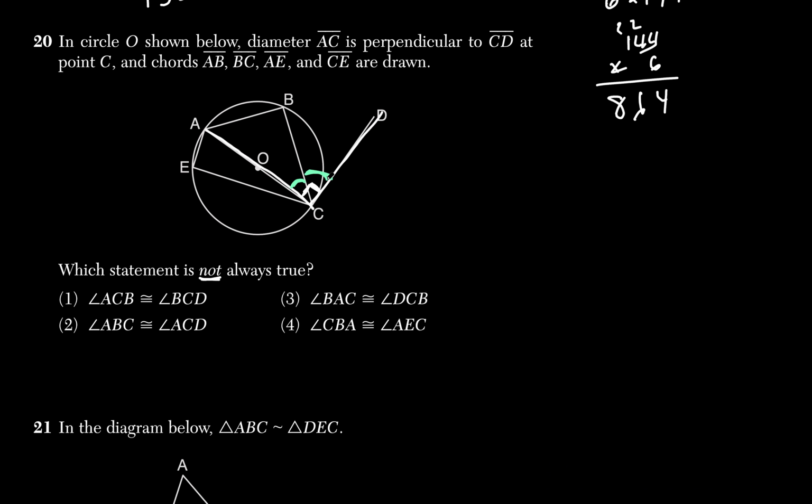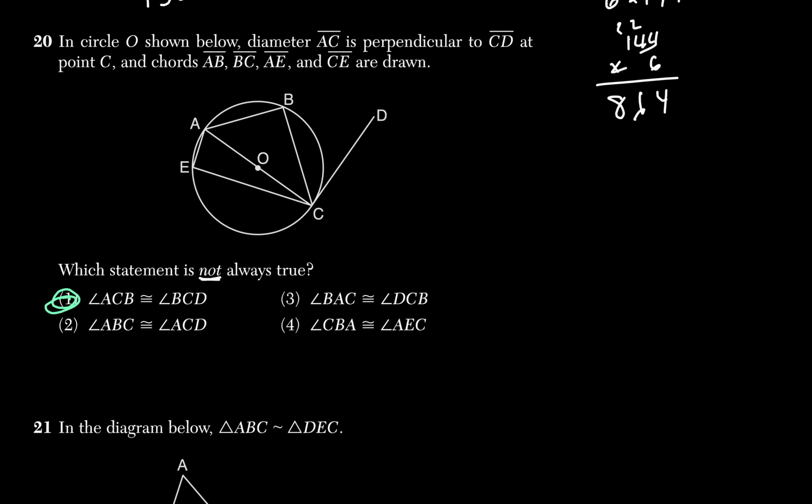The reason why this is not always true is because the chord BC could be anywhere, right? So it can be such that this is 30 and this is 60, or this could be 45 and that's 45. So right off the bat, this is not always true. But let's go ahead and look at the other stuff. So number 2, ABC, this angle right here is going to be congruent to ACD, this angle right here, and that's going to be true.